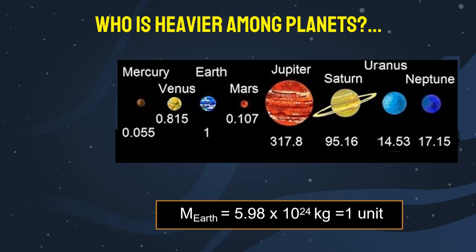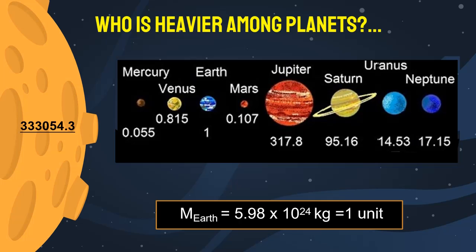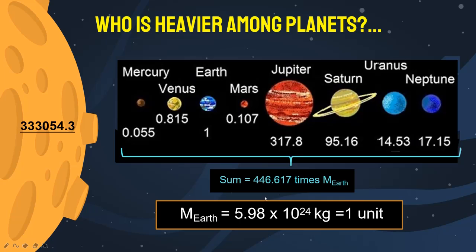Now let's see how much is the mass of the sun. If you compare the mass of the sun, it is 333,054 times heavier than the Earth. Oh my god. That means if you combine the mass of all the planets, it comes to approximately 446.61 times, and the sun is nowhere near. This is too heavy.